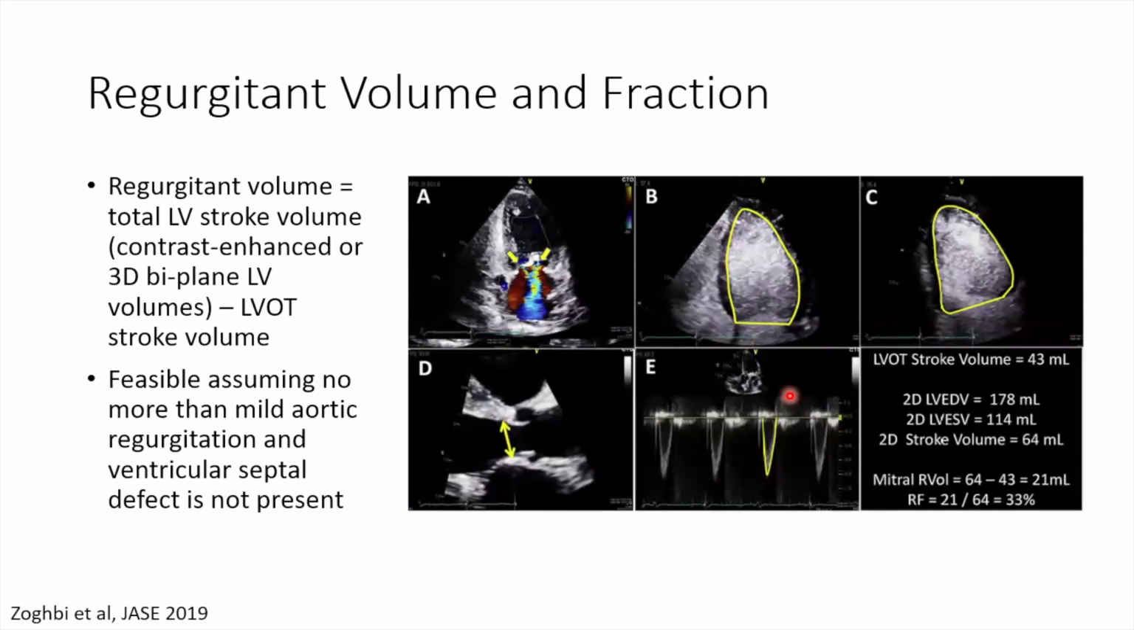One of the ways that they do recommend is using regurgitant volume and fraction by these volumetric methods. So you do a total stroke volume using biplane Simpson's or 3D LVEF, and then you take the forward stroke volume out of the LVOT, and you subtract that from the total stroke volume, and you get a regurgitant volume. And in the setting of mitral regurgitation after TEER, this would be an appropriate and reasonable way to assess regurgitant volume. But you're invoking multiple measurements, so you're going to introduce more error as you measure more. And it's feasible assuming there's no significant aortic regurgitation and there's no VSD present.